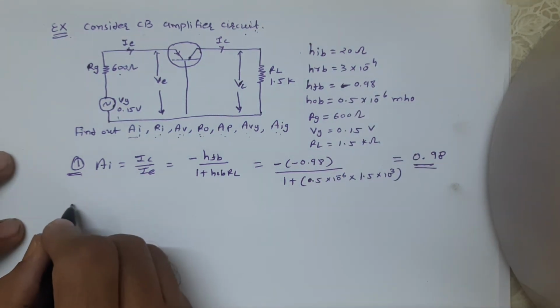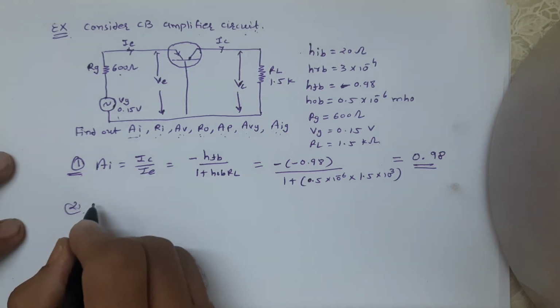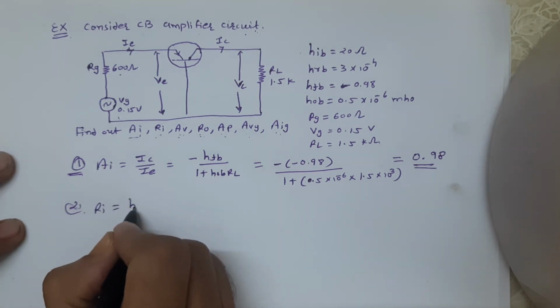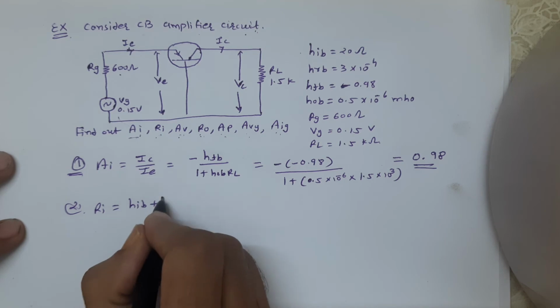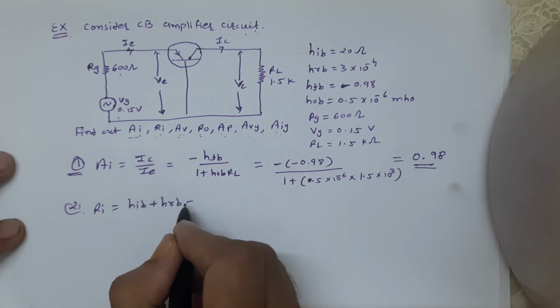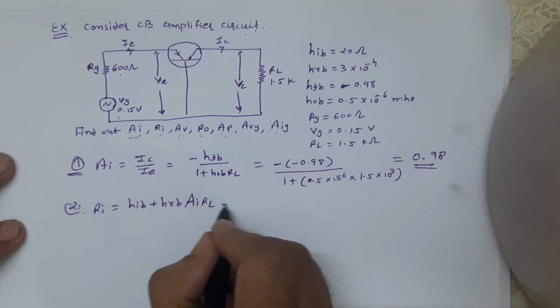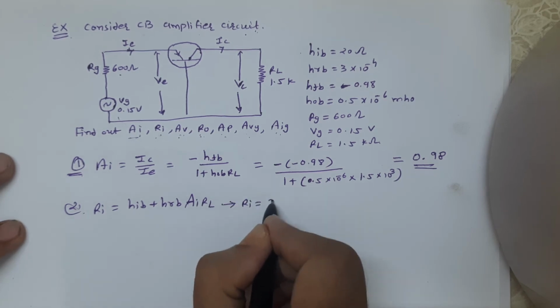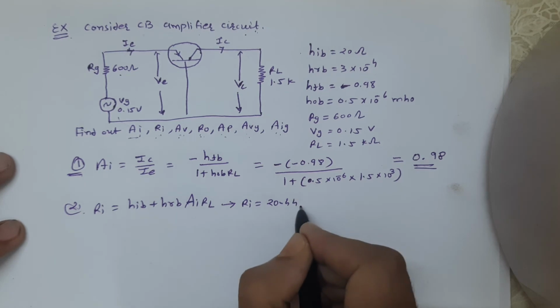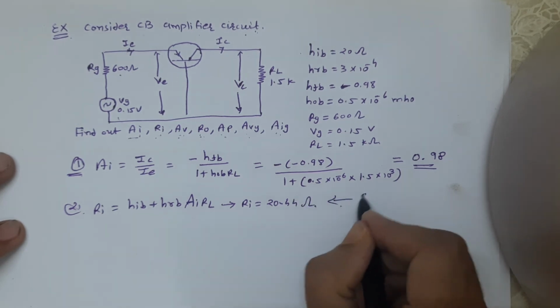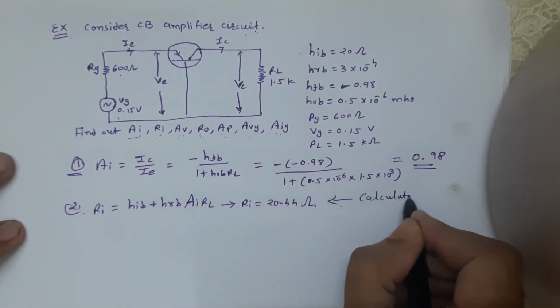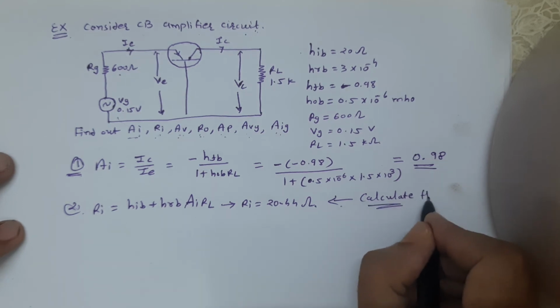Second, RI is equal to HIB plus HRB AI RL. Therefore, RI is equal to 20.44 ohm. Yeah, you calculate this.